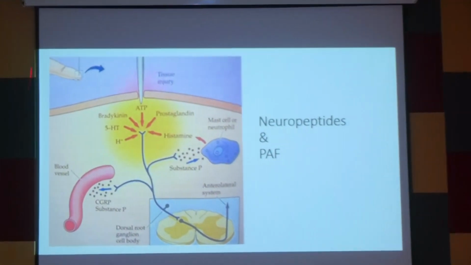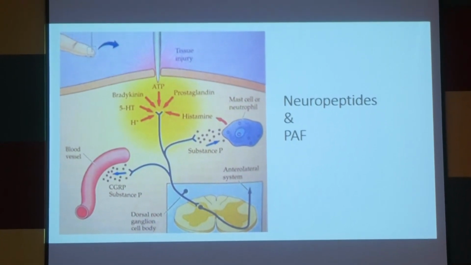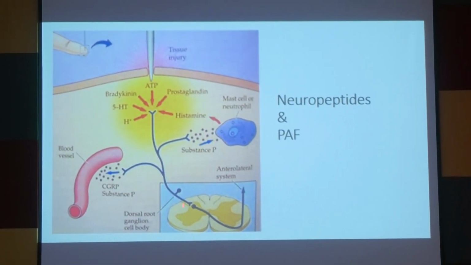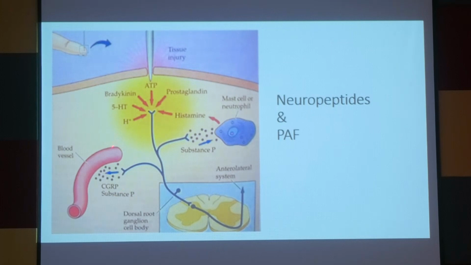Another neuropeptide, platelet activating factor, substance P. It is involved in the pain pathway, dorsal root ganglia. Okay, the pain pathway of our body. So bradykinin, prostaglandin, serotonin, histamine, and ATP also, okay, all these increase the production of substance P, which is involved in the pain pathway or pain sensation.